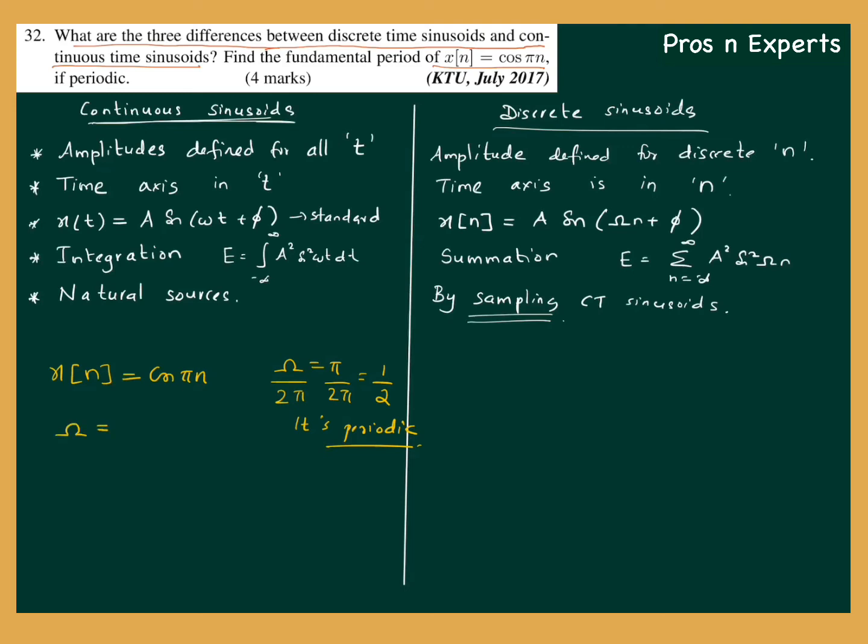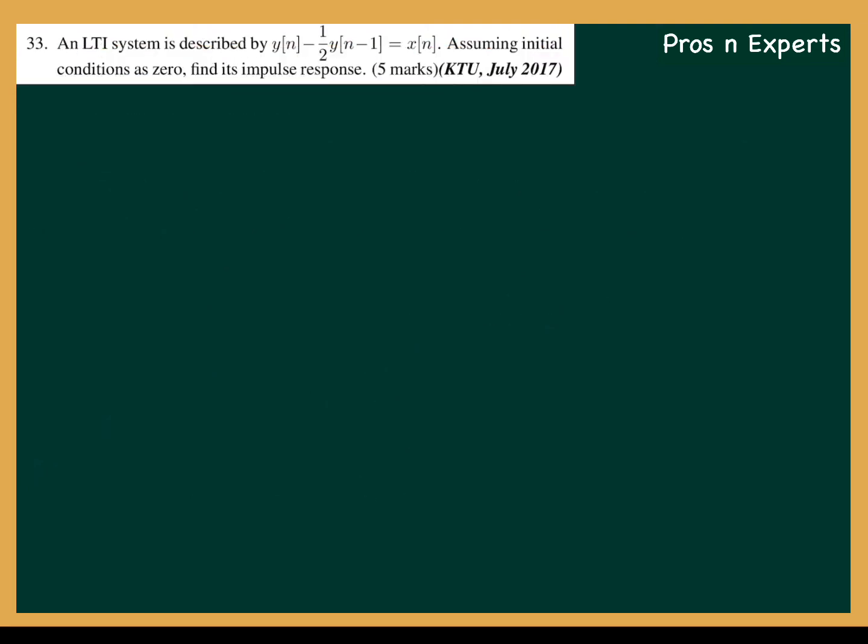Omega is equal to pi. We have observed omega as pi. Therefore, N is equal to 2 pi by omega, which is equal to 2 pi by pi, which will give you 2. Okay, this 2 is an integer number, so we can stop here and claim that 2 samples is the fundamental time period of the signal. So that completes the answer.